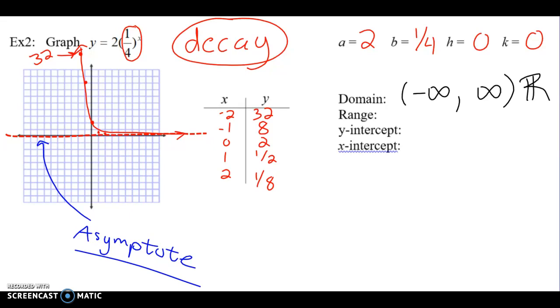Now the range is the weird one here. Is that graph ever going to hit down here? No. At what point does the graph start? It has to be greater than 0. It's going to get really close to 0, right, but never quite there. So the way that we do this is 0, but is it ever going to hit 0? No, so we use a parenthesis.